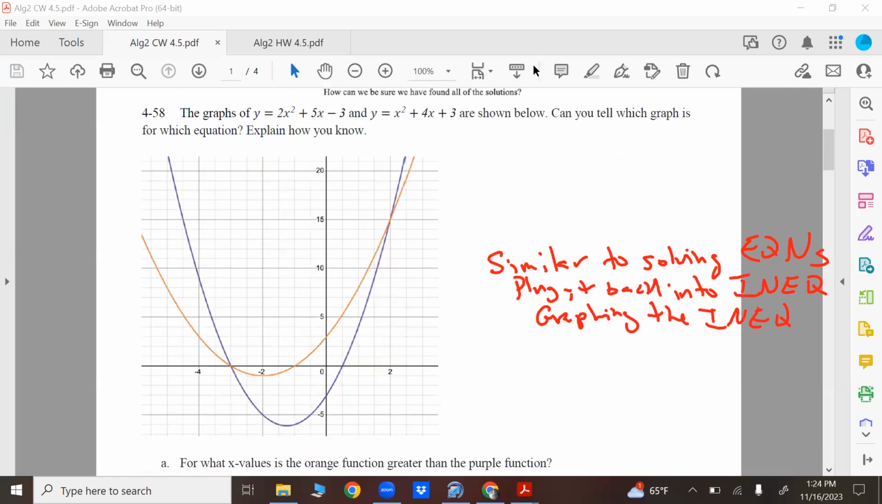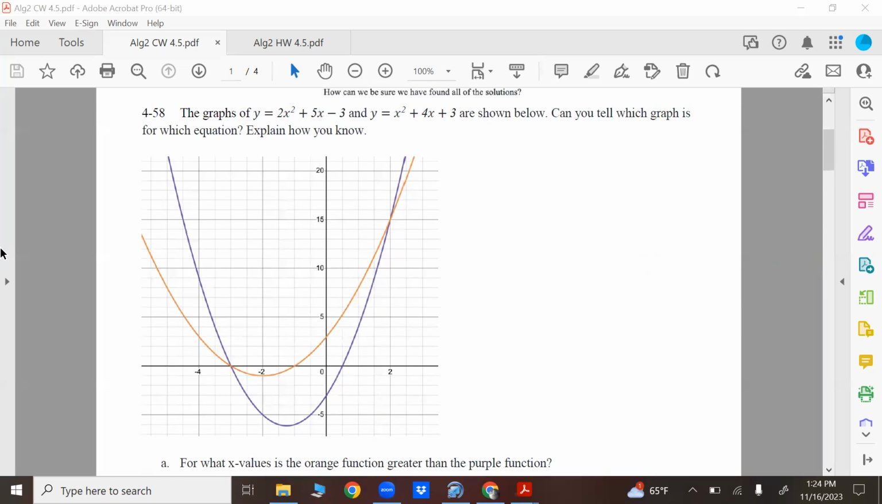What do you think the y-intercept is for the first equation? So the one that's 2x squared. It's -3, right? The y-intercept here is -3. How about for the second equation? Well, that's +3, perfect. So that's a quick and easy way to distinguish graphs.